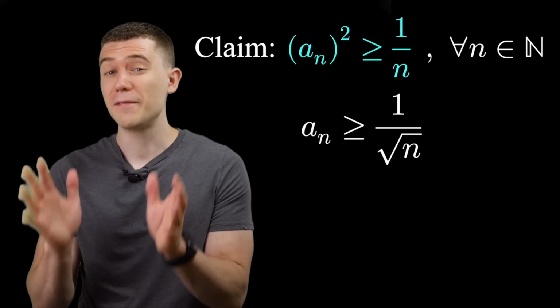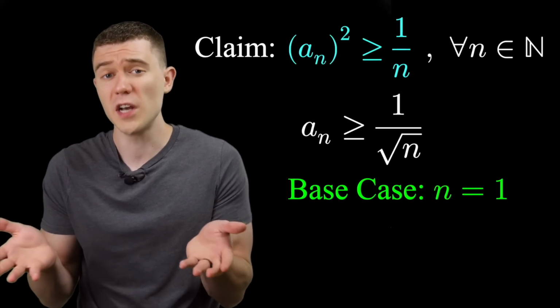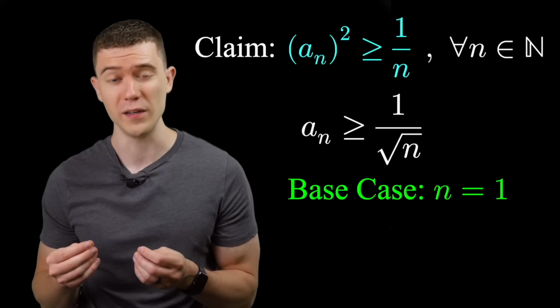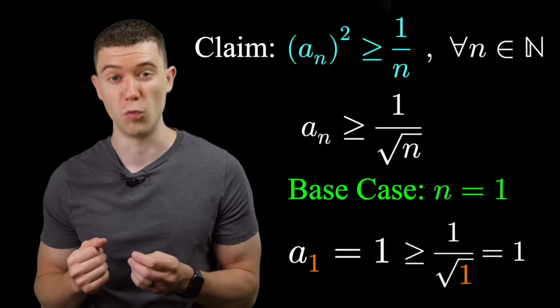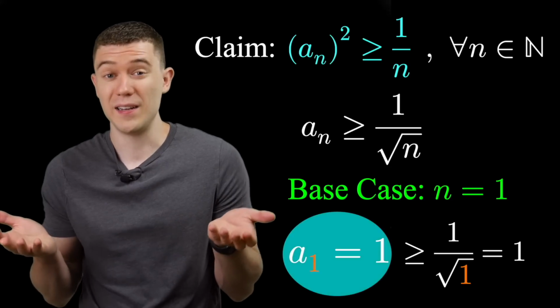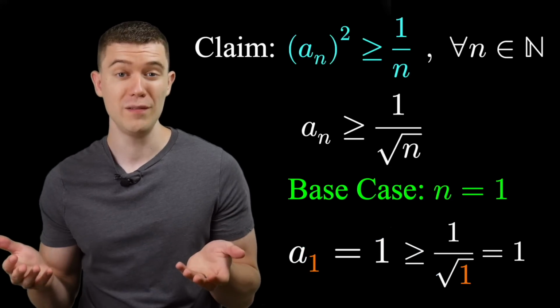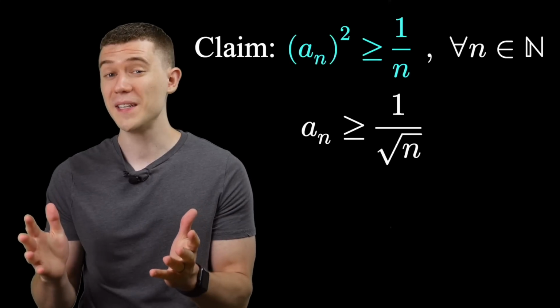So let's lay that first domino, let's make our base case n equals 1. Let's just check that 1 satisfies our inequality. A sub 1 is greater than or equal to 1 over the square root of 1. Is this true? Well, a sub 1 was 1, and 1 over the square root of 1 is 1. 1 is greater than or equal to 1, and we have our base case. Here comes the induction step.